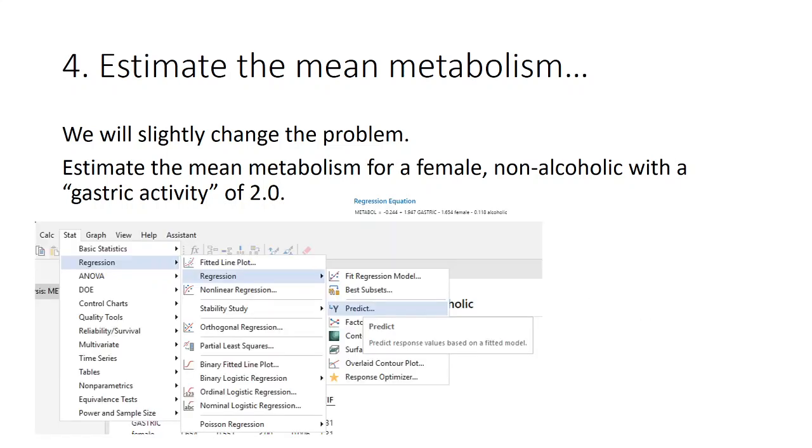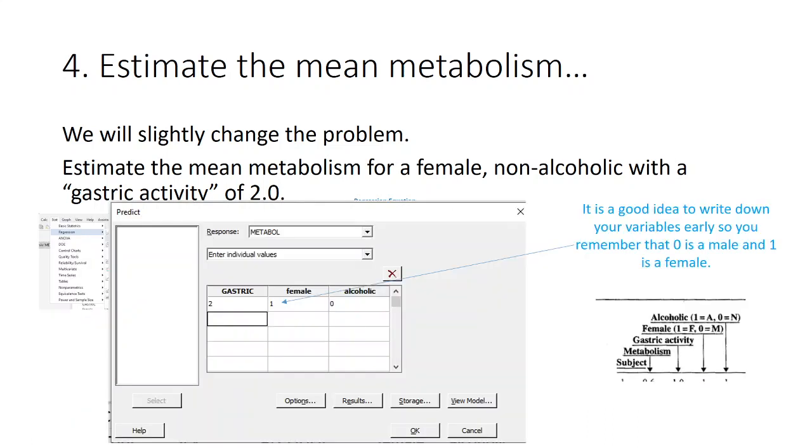And again, the way that you can do the prediction is to go Stat, Regression, Regression, and now Predict. Remember, Predict will not show up the first time. It will only show up after you have entered your linear model. So what we'll do is put 2 in for gastric.